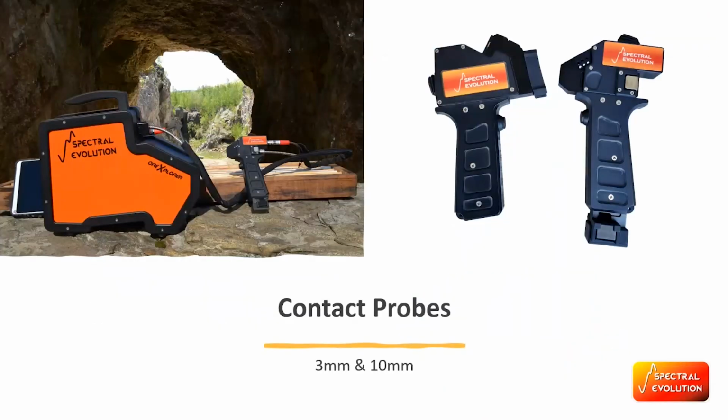And then we have two kinds of contact probes for different size classes that you're trying to take a reflectance measurement off of. The contact probe on the top left is our 10 millimeter contact probe, so that would be a 10 millimeter spot size diameter.